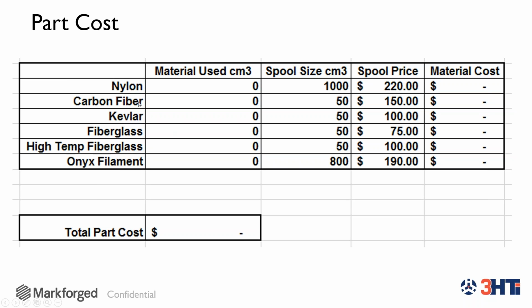All the other consumables, the fibers, are in increments of 50 cubic centimeters. As you can see here, carbon fiber is 150, Kevlar is 100, fiberglass is 75, high temperature, high strength fiberglass is 100, and finally Onyx is 190. And again, the nylon, which is just straight nylon, is 170.